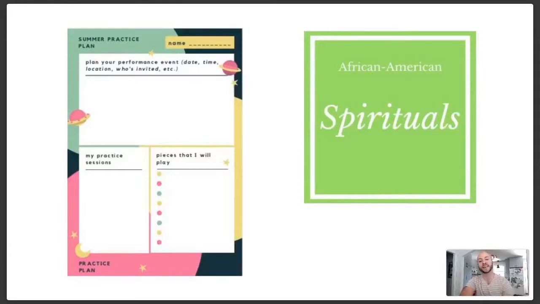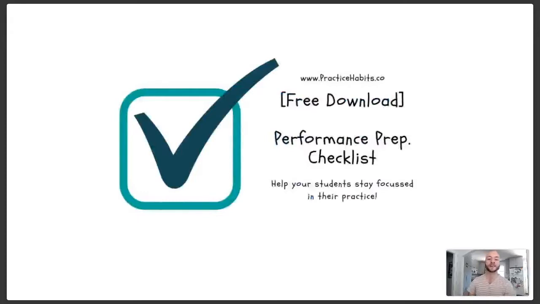Now, you're also going to get the African-American spiritual Joshua Fought the Battle of Jericho in all 12 minor keys. And that's a fun one for those students just starting to delve into improvisation and learning what it means to harmonize melodies. And finally, you're going to get a performance prep checklist, which is really just a simple way for students to keep track of the practice that they're doing, but even more so learning how to stay focused when they're practicing.